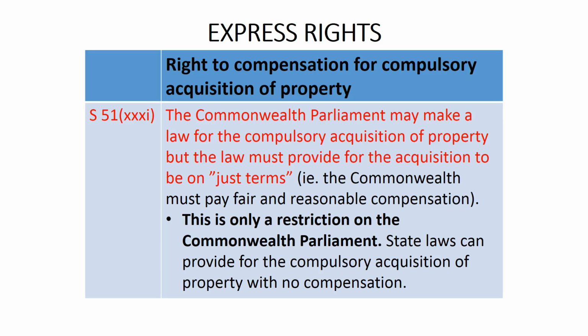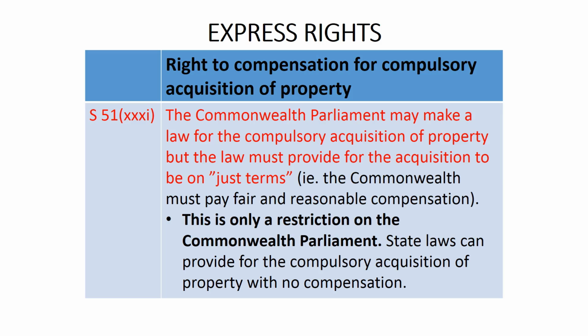To go back to our roads example, if the Commonwealth government decides to build a road and it needs to acquire people's houses to build that road, then it can compulsorily acquire those houses. However, the Commonwealth government must pay fair and reasonable compensation for those houses to the house owners. Note that, like the 2 previous express rights, this is only a restriction on the Commonwealth Parliament. It's not a restriction on state parliaments.